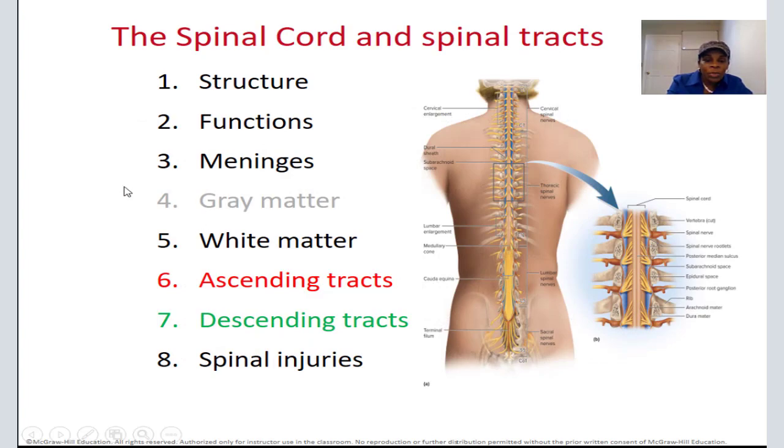So to conclude, what is the structure of the spinal cord? We need to know it has sections. What is the function? Communication, taking information up and down. Information up, command down. What are the meninges? The pia, arachnoid, dura, right? Meninges are just a layer. Gray matter is what? The gray matter is the cell bodies of the neurons, and the white matter, axon terminals. As ascending tract, taking information up, descending tract, giving command down. Spinal injury, when you cut the spinal cord, everything below will be paralyzed. Everything above will not be affected.